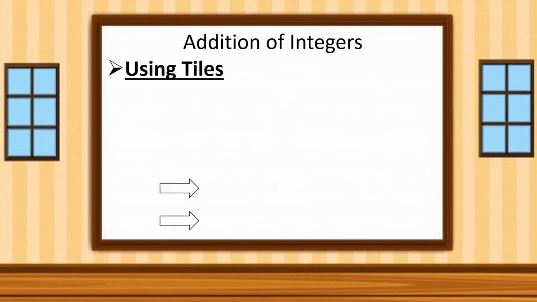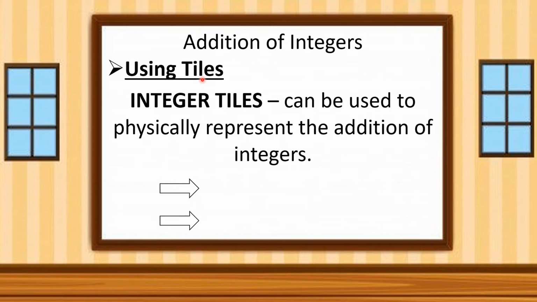Okay, let's start with addition of integers using tiles. So ano ba yung tiles na yan, or bakit nga ba meron tayong addition of integers using tiles? Okay, these integer tiles can be used to physically represent the addition of integers. So magkakaroon tayo ng tiles dyan, and each tile has its own representation. The first one is the shaded tile. So this shaded tile, ang nire-represent niyan is a positive integer or a positive 1 as an integer.